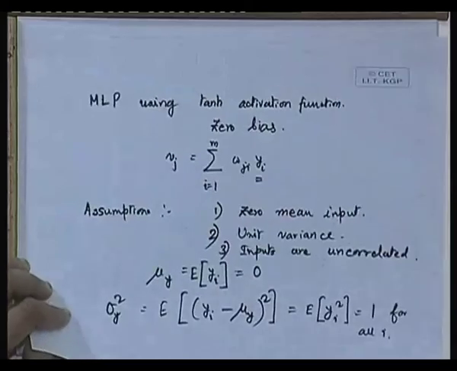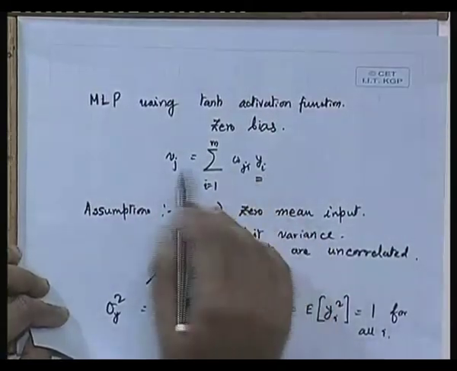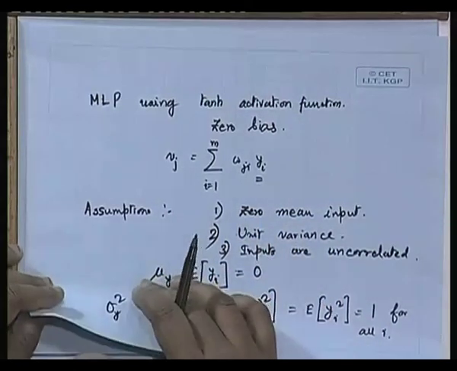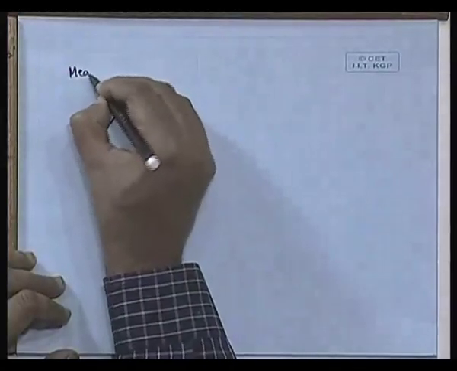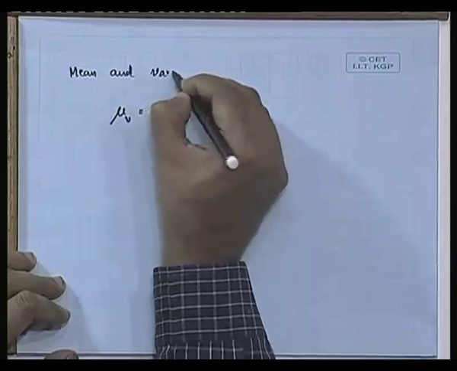So this is our sigma square w. Now accordingly, the mean of the induced local field, mu v, we haven't really expressed. We have used the expression of Vj, but we are now interested in finding out the variance of the induced local field. So we are first of all going to find out the mean of the induced local field and then the variance of the induced local field.